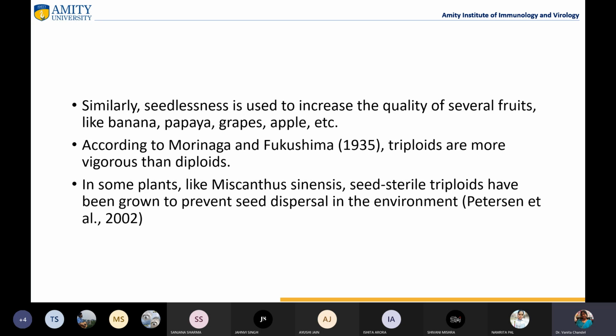The seed sterile triploids have been grown to prevent seed dispersal in the environment. Some harmful plants, which we don't want to grow, disperse through the seeds only. So we don't want them to spread further. That can be prevented if we are producing seed sterile triploids.